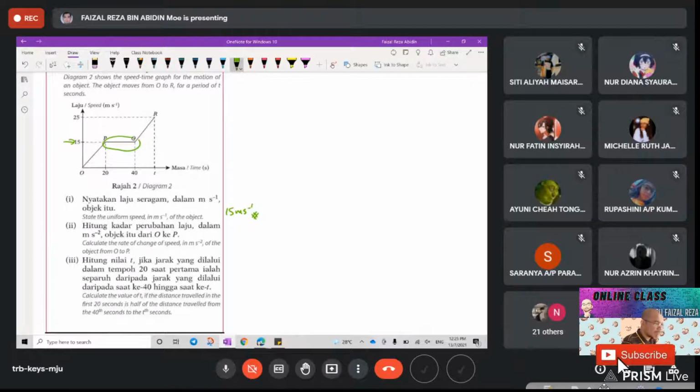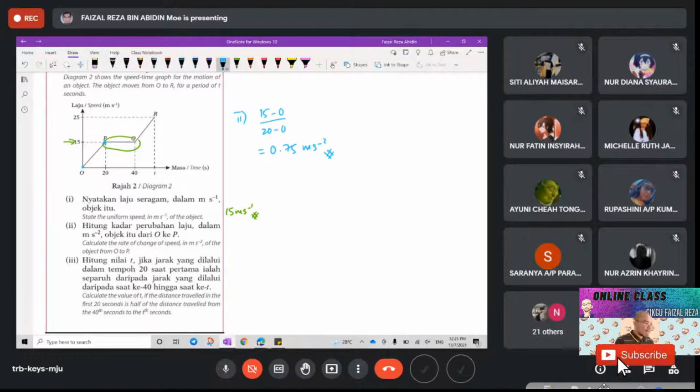Calculate the rate of change of speed of the object from O to P. From here, O to P. So for this one over here, I'm going to get final speed, 15 minus 0, over 20 minus 0. So 15 over 20, right? 15 over 20, so I'm going to get 3 over 4, or 0.75 meters per second squared. That's the rate of change of speed, or our acceleration, because it's positive, right?